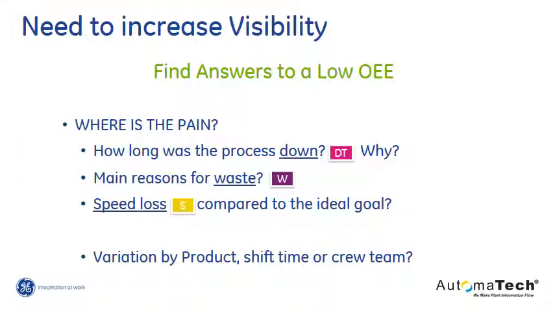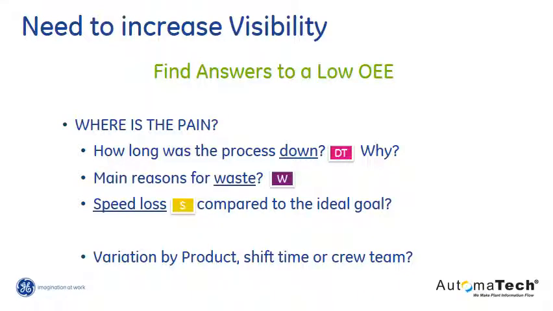And that's why we can multiply those three numbers together. So in summary, in order to find answers to a low OEE, we need to increase visibility. We need to find out where the pain is. So from a downtime perspective, how often are we down and why? Well, if we automate this, we can know every single duration. And that goes for those minor stops that hit against our speed loss performance rate. Now that speed loss can also be running slower, but again, we want to be able to distinguish between those two.